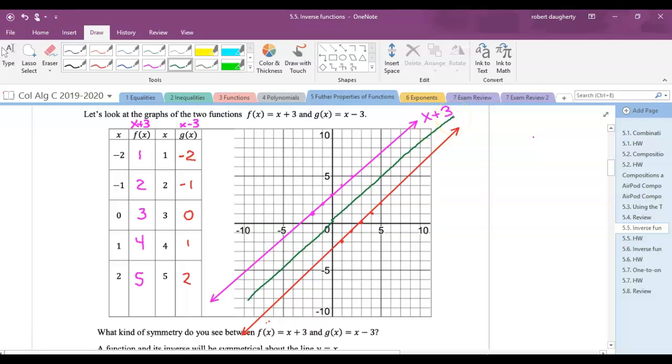So this green line here is the line y equals x. These two functions are symmetrical about that line. If the green line was a mirror, I see the same thing on either side of the line. Graphically, that's what it means to have an inverse function: if I draw this line y equals x, which is the diagonal, what I see on both sides are mirror images of each other.